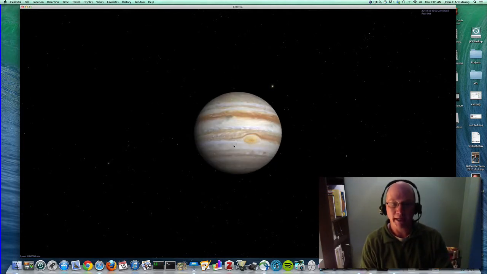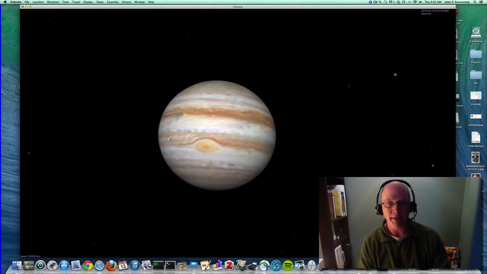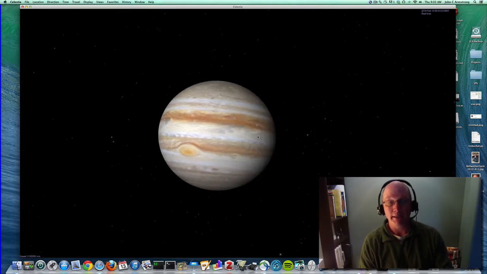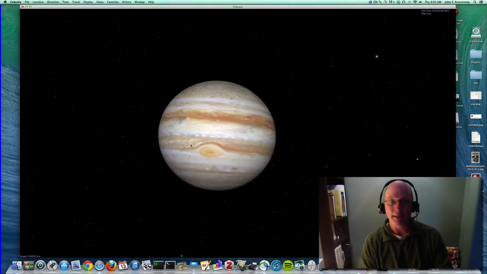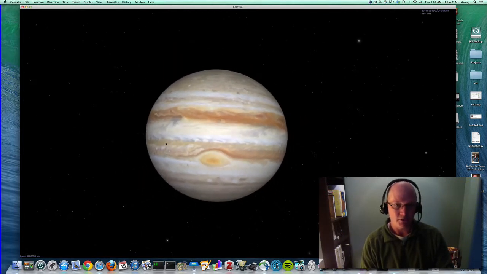And Jupiter, the planet, is a gas giant. You can see right off the top that it's significantly different from the rocky planets. It has more in common with a star than it does with a planet. Its composition is primarily hydrogen and helium, not rock or ice like our planets are. It also is a mini solar system all by itself.